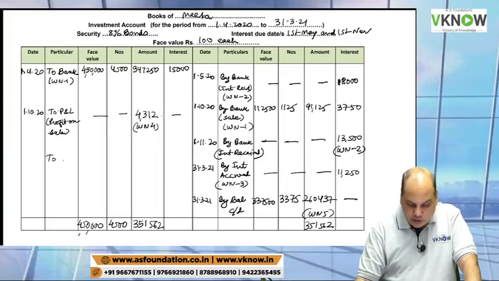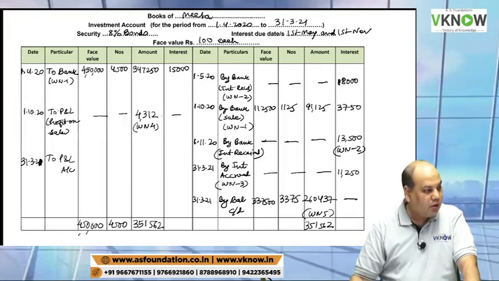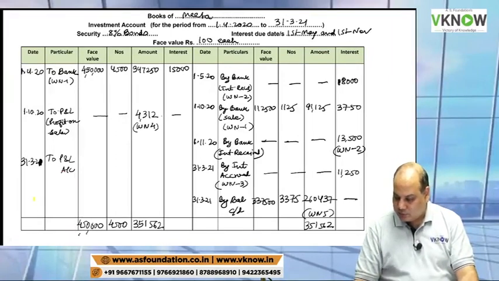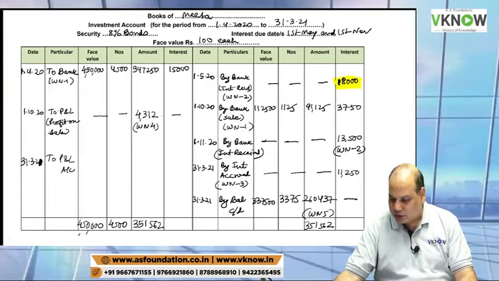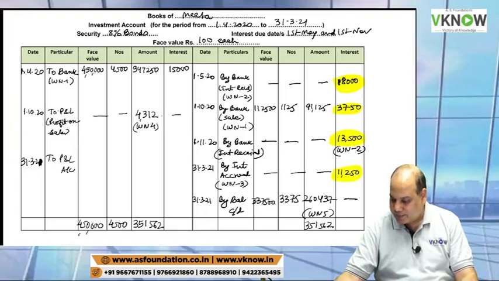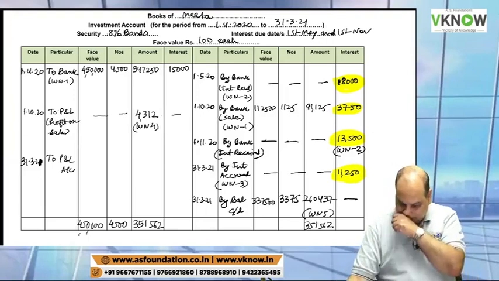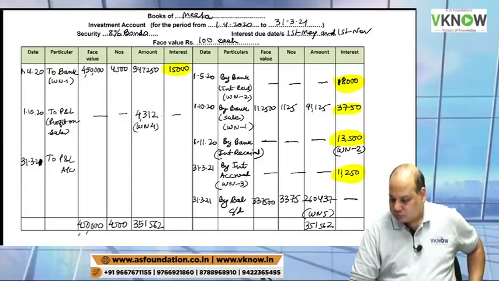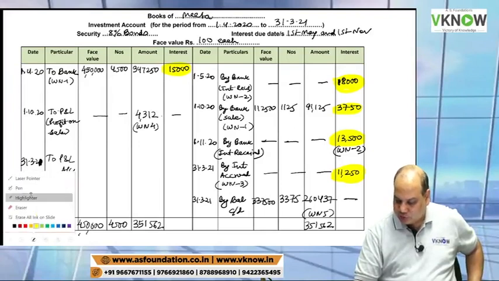And the interest you will transfer to P&L account on 31st March 21. Take credit side total. I will dictate, take on calculator: interest 18,000 plus 3750 plus 13,500 plus 11,250 minus 15,000. So that will give me interest to be transferred to P&L account.